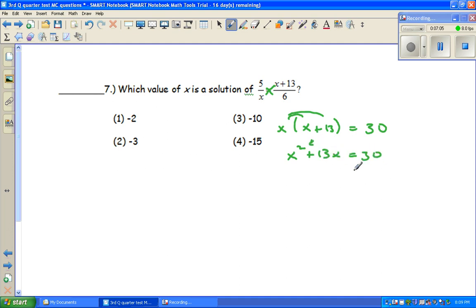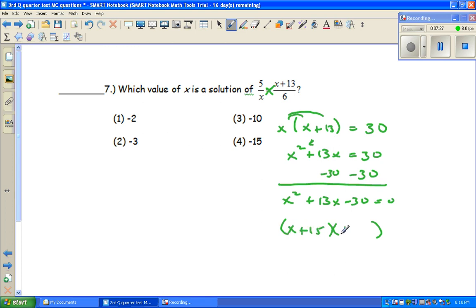Since it's a quadratic, we're going to set it equal to 0 by subtracting the 30 from each side. Since none of the terms are like terms, we line them up. And again, in order to solve any quadratic, we factor. So we're looking for things that multiply to be -30 and add to be 13. We know that that's going to be 15 and a -2.